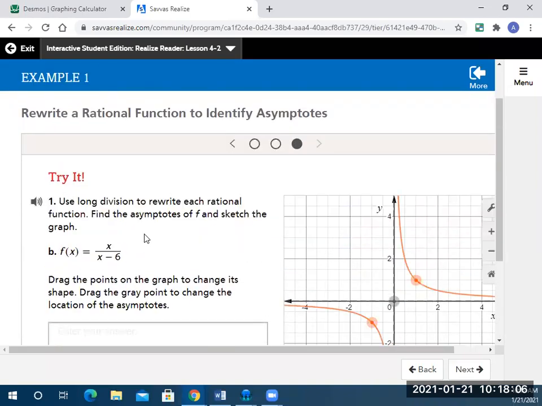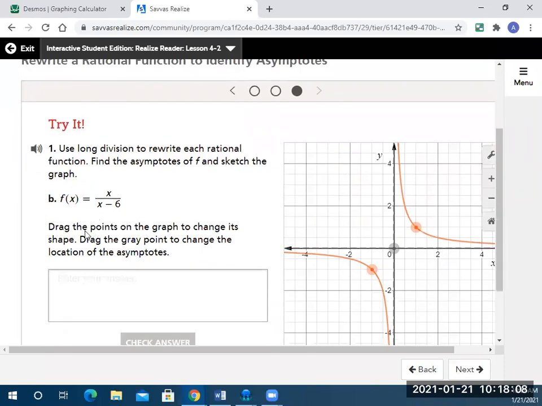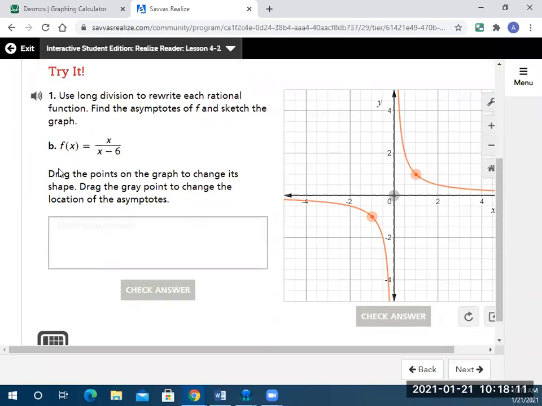All right, this next one's easier. So go ahead and do this one on your own again. So you're going to use long division.